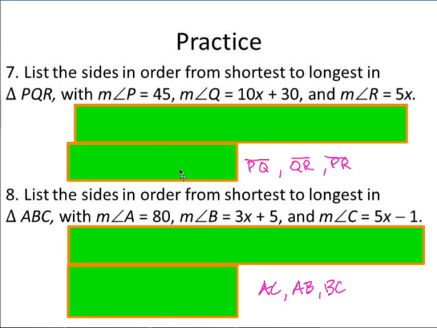All right, so here's what I got for 7 and 8. In order from shortest to longest, PQ, QR, then PR, and over here from shortest to longest, I got AC, AB, and BC. If you didn't get those, pause the video, look at your problem, see if you can work it out differently. If you did get those, good. But if you didn't, you need to pause it and ask me about it, and I'll show you what's underneath these mysterious green boxes in class so you can see how we got it.